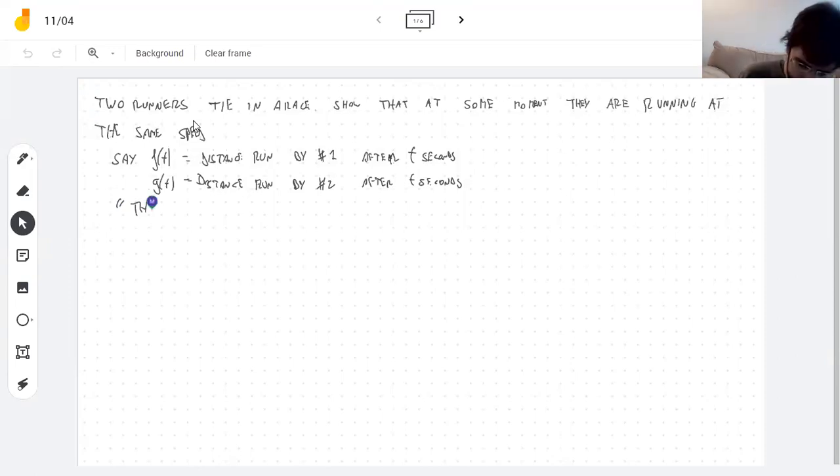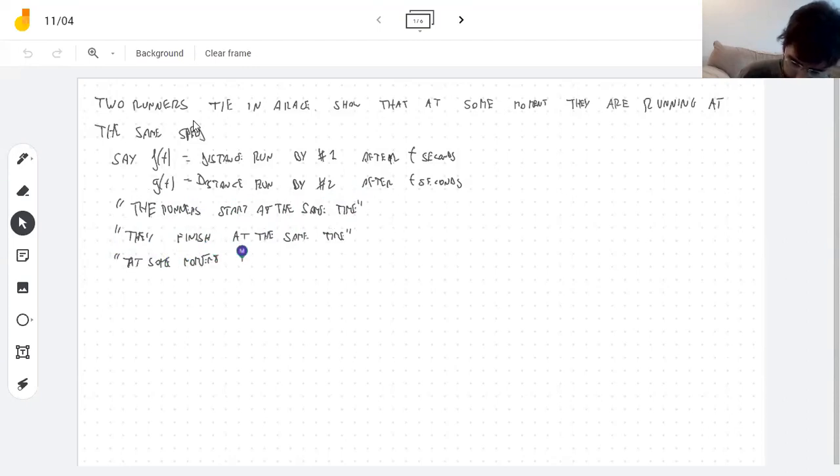So, for example, the statement that the runners start at the same time. The statement that they finish at the same time. And the statement that I want to prove, which is that at some moment, they have the same speed.